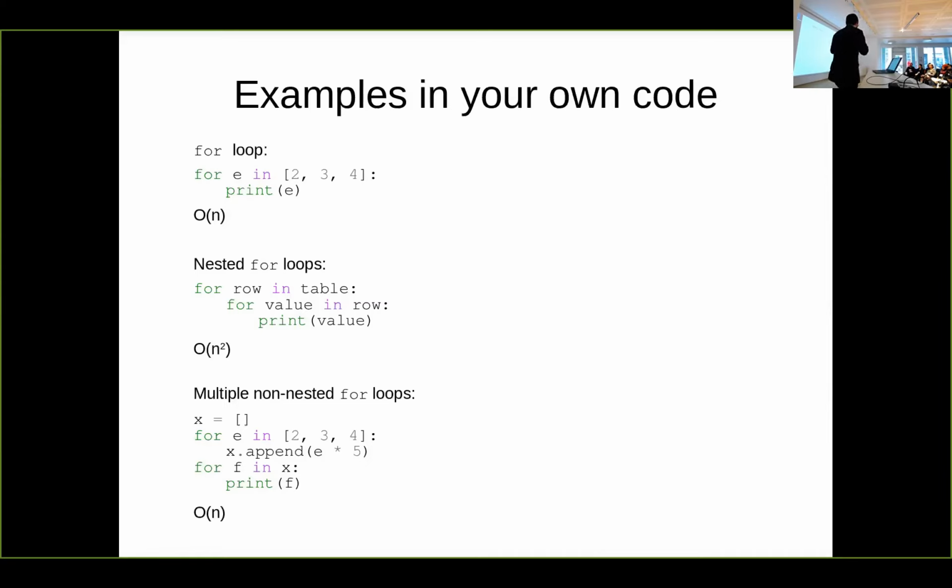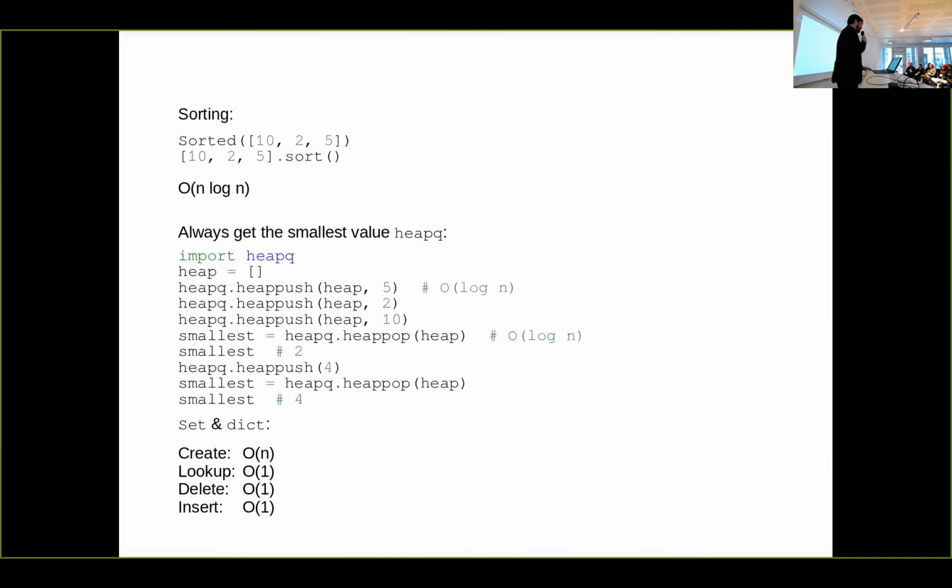Then again, if you do 2 loops next to each other, don't ever do this code, but the basic idea, if you do 2 loops, you would get 2 times n. We ignore that first factor, and this would just be an n problem. Some other examples. Sorting, really any modern sorting algorithm will get you n log n. You can always just assume that.